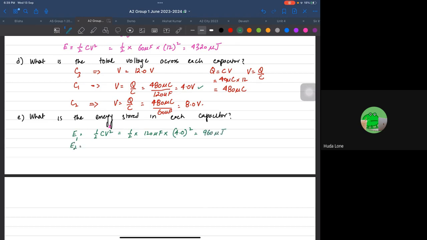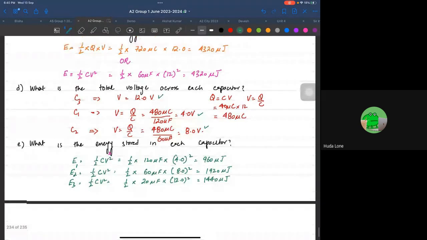Then energy 2 will be half CV squared. So half into the next one, which was 60 microfarad. 60 had this voltage, which is 8.0 whole squared. When you multiply, this should give you 1920 microjoules. And the final one, which is the 20, so it's going to be half times 20 microfarad, and 20 has a total voltage of 12, so 12.0 whole squared. This is going to give you 1440 microjoules.